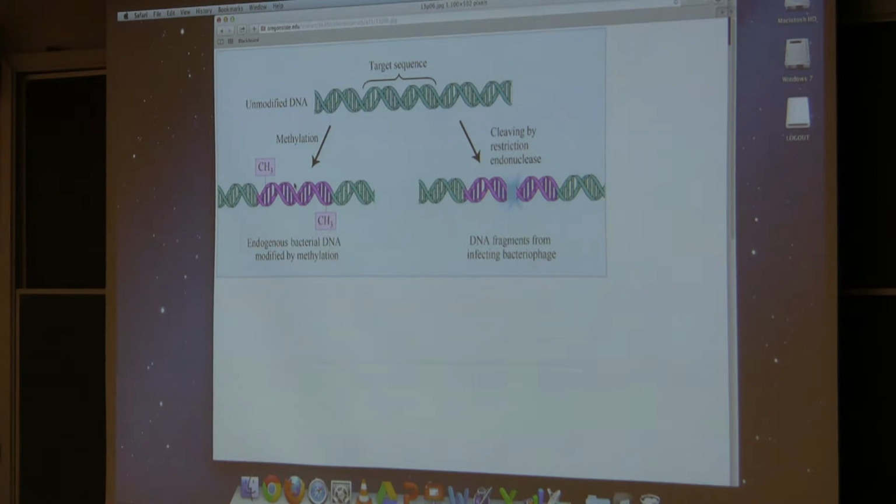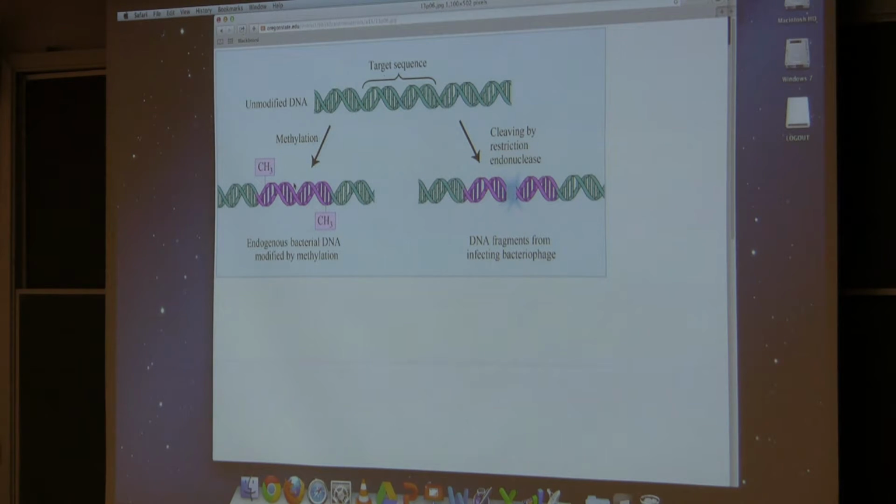It puts a methyl group on that GAATTC sequence, and the addition of that one methyl group keeps the restriction enzyme from cutting that sequence, which now means that the bacterial DNA is covered with methyl groups that keep the enzyme from cutting the bacterial DNA. So when the viral DNA comes floating in from above, it hasn't been methylated, and it gets cut. Pretty cool system.